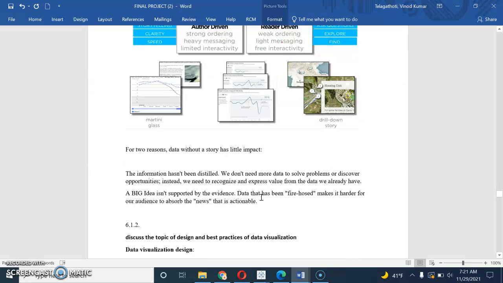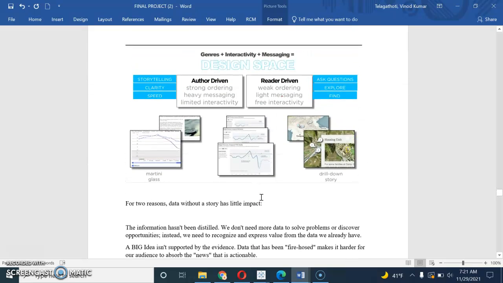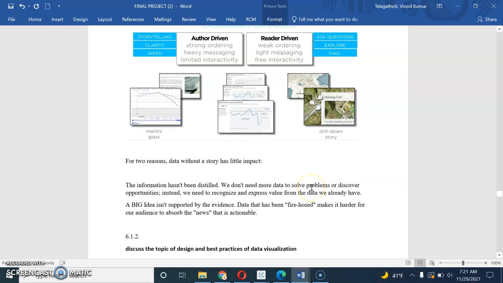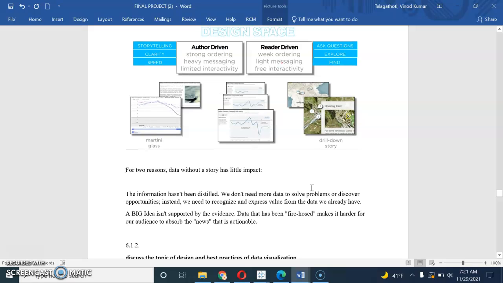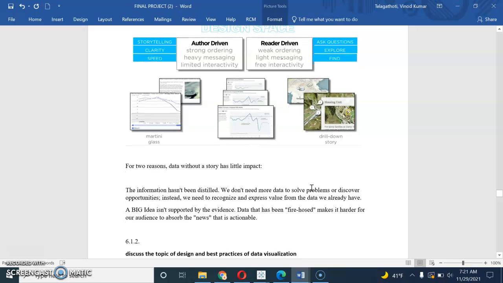So these are the images related to the design space, which generates interactivity and messaging, with Martini Glass and Drill Down Story: author-driven story authoring, heavy messaging, limited interactivity versus reader-driven weak ordering, light messaging, free interactivity. The storytelling clarity and speed will efficiently convey the information that the author wants to the audience rather than asking questions and exploring its findings.